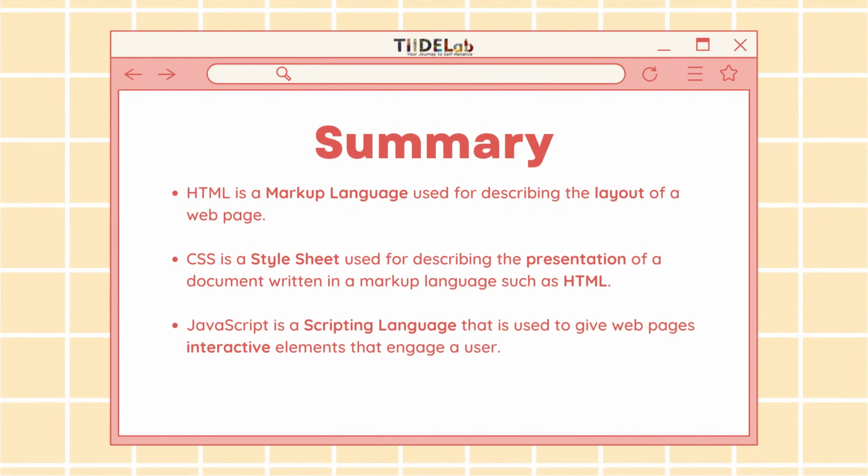So in summary, HTML is a markup language used for describing the layout of a web page, and CSS is a style sheet used for describing the presentation of a document written in a markup language such as HTML. And finally, JavaScript is a scripting language that is used to give web pages interactive elements that engage a user. So HTML is not a programming language but a markup language, and CSS is a style sheet and also not a programming language. But JavaScript is a programming language that adds functionalities to our web page.